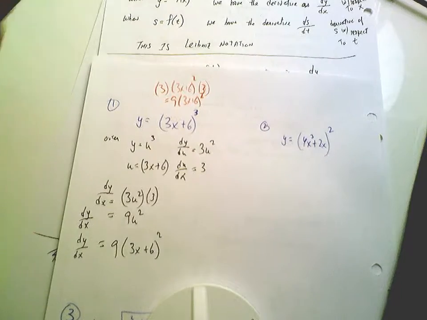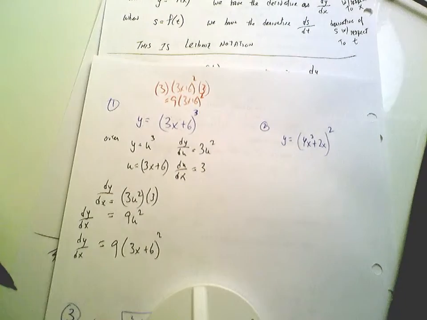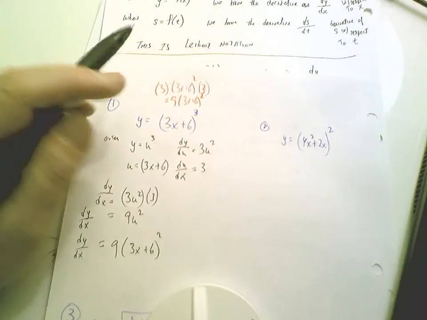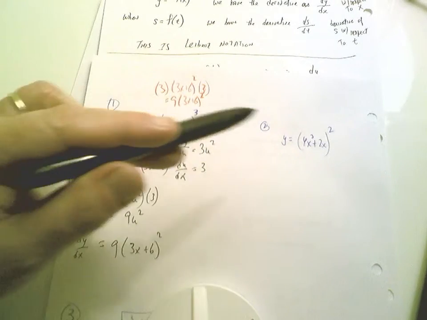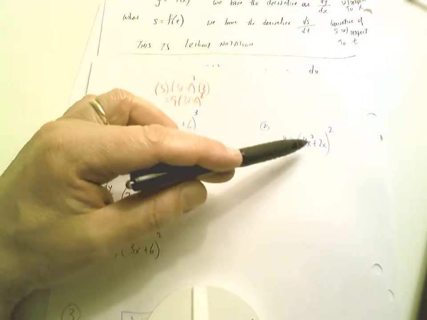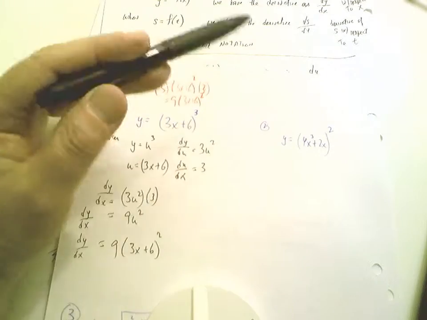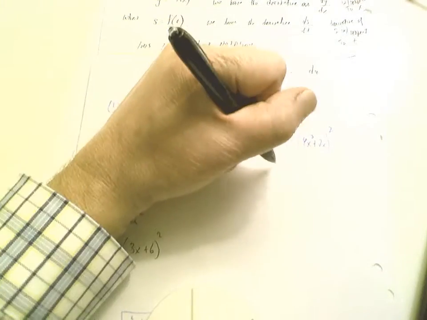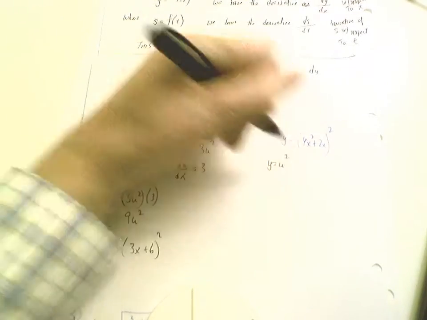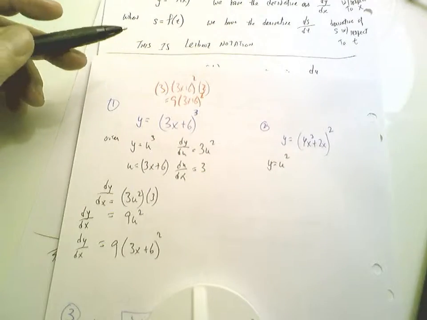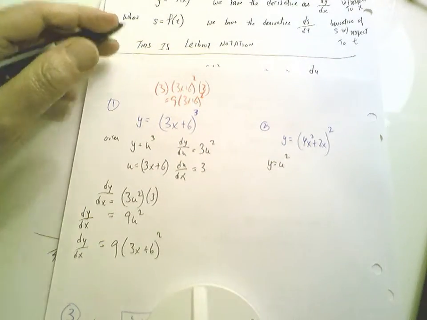But for the moment, let's work with u substitution, because I think that's a good, clear way to see these to begin with. My inner function, I can see it. My outer function is the squaring function. Y equals u squared. dy du equals 2u.